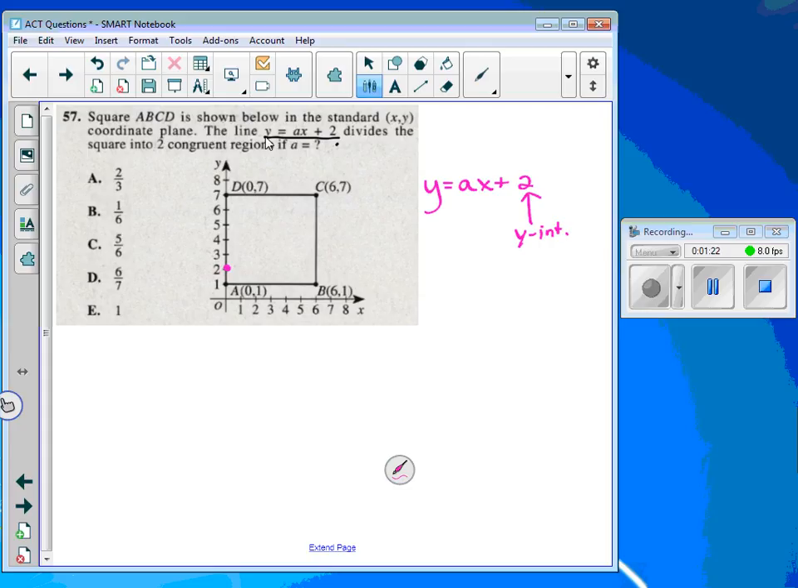So I'm kind of thinking, well, if I had to go up 1 to put the 2 here, maybe if I go over here right below C, if I go down 1 and then draw this line, that looks to me like I would have two congruent regions. And so that helps a lot, because now I know this point I drew up here below C, if I name this point, it's the point 6, 6.